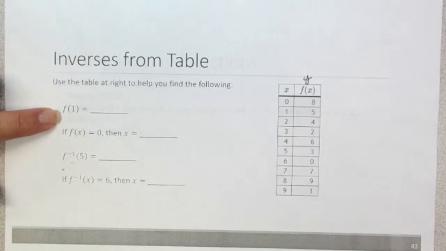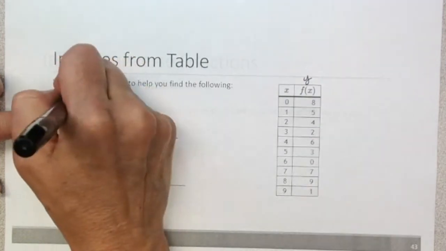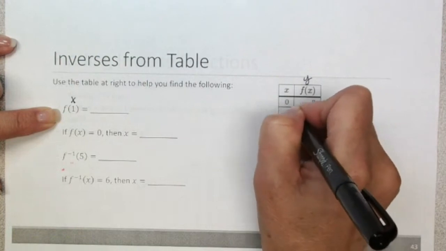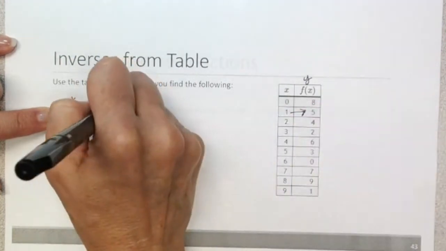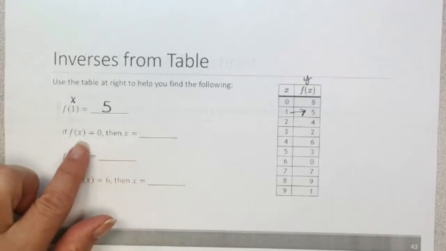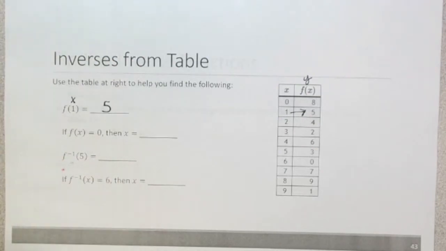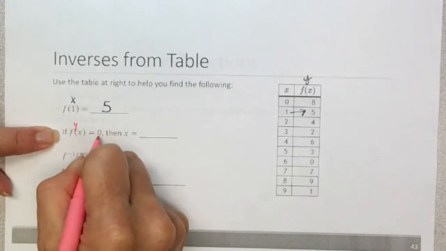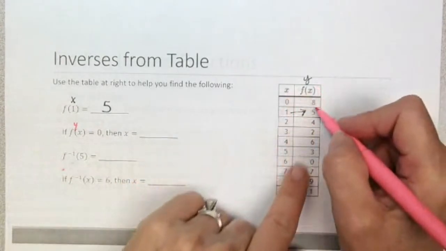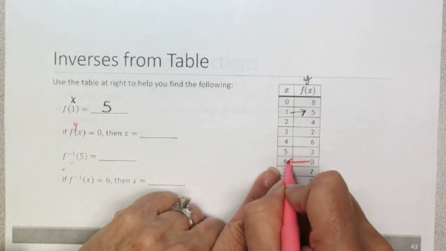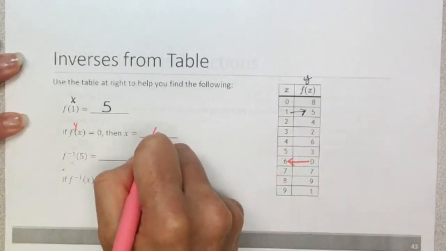So if we want to find f of 1, that's not too hard to do, right? We're just going to evaluate that function f when x is 1. When x is 1, f of x is 5. So that's not too hard to do. Okay. Now, if we wanted to find what x is when f of x equals 0, that means y equals 0. When f of x is 0, what is x going to be? Well, we need to look in the f of x column. We need to find when it's 0. There it is. When f of x is 0, x then is equal to 6.